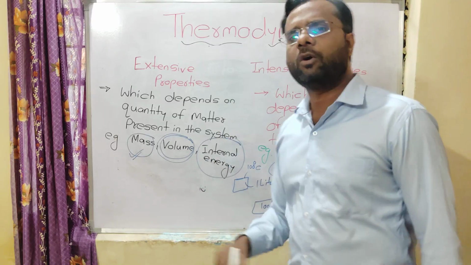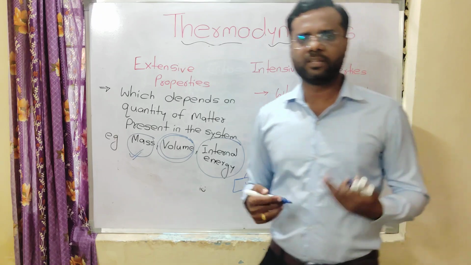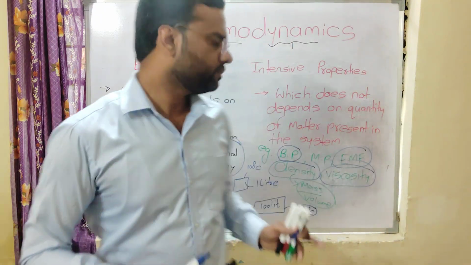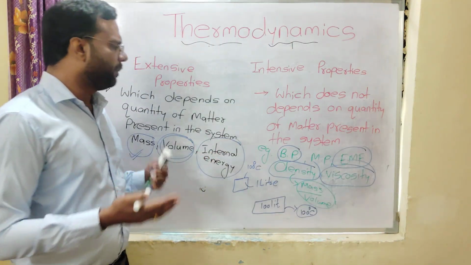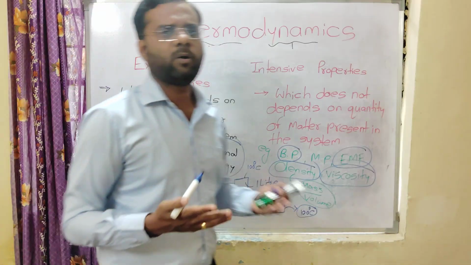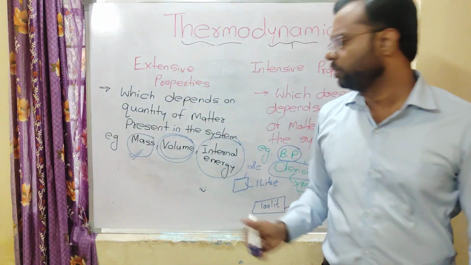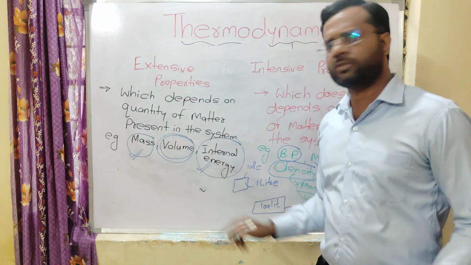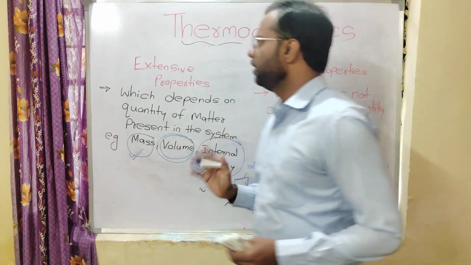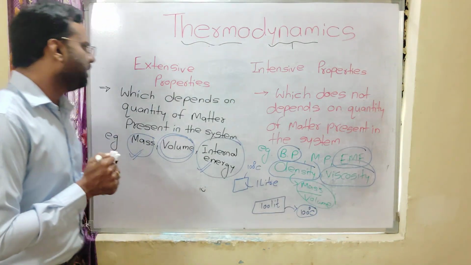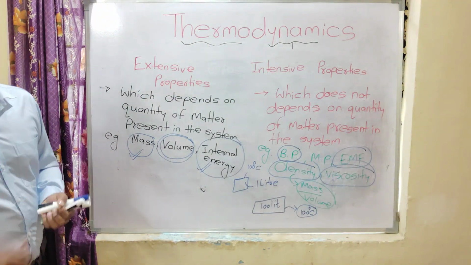Internal energy, or all energy terms. Energy means capacity to do work. So this also depends on quantity of matter. If you have a lot of work to do, the internal energy needed is more. So that's why we say that internal energy is an extensive property.